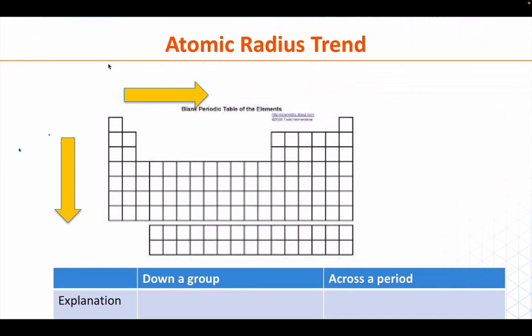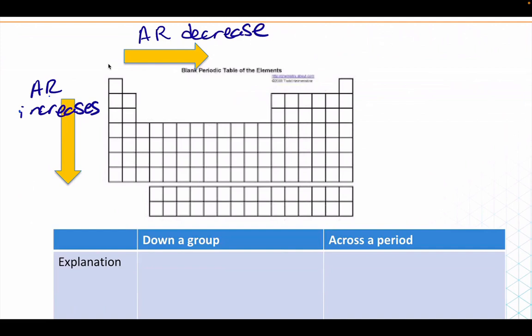So the radius trend is that the atomic radius decreases as you go across, and atomic radius increases as you go down. And the reasoning is just like I said, and I'll say it again: going down the group, you're adding energy levels, and that's going to make them bigger. Going across, if you're within a period, you're not adding energy levels, but you are adding protons to the nucleus, which are more attractive to the electrons, which pulls them in more closely.